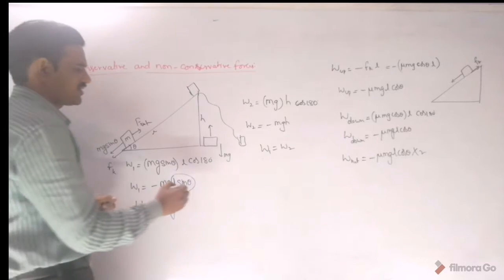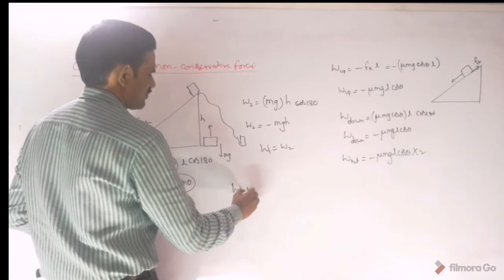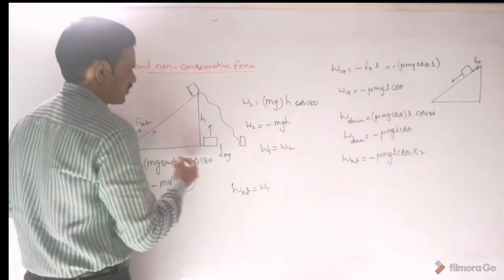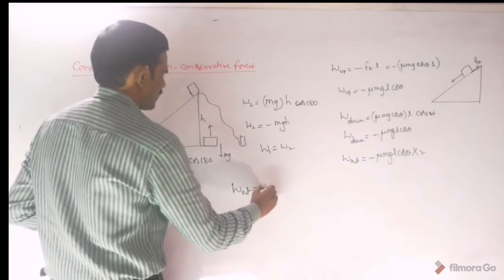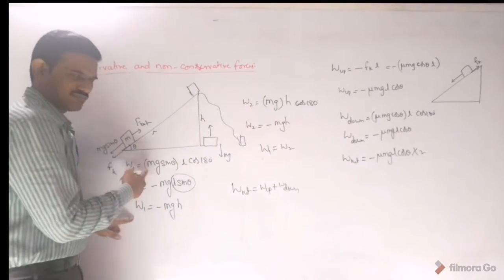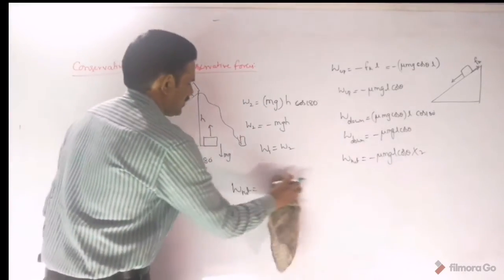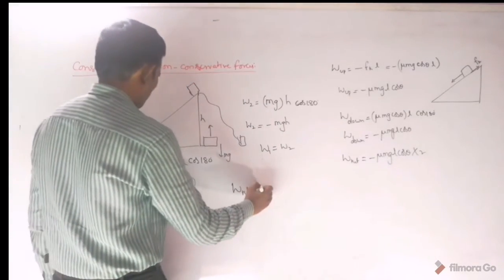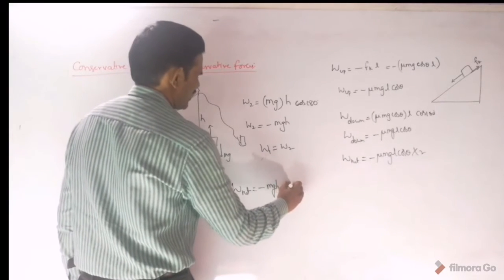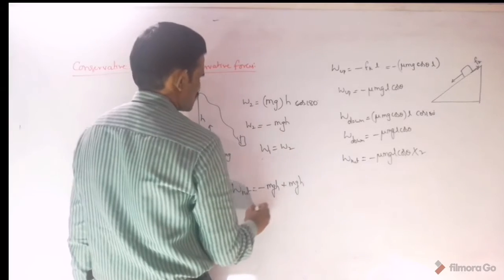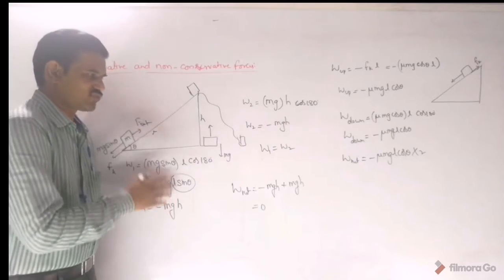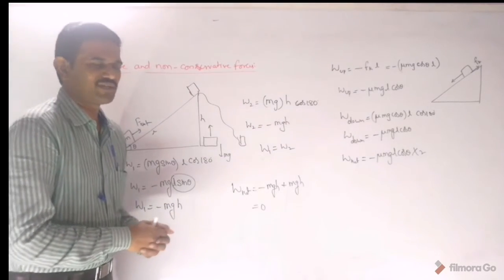But whereas for the work done by gravity, if you write W1 moving up and W2 moving down and add them, then while moving up we can write minus mgh, and while moving down plus mgh, so that the net work done is 0, right? So for some forces you will get the situation like this, and for some forces you will get the situation like that.